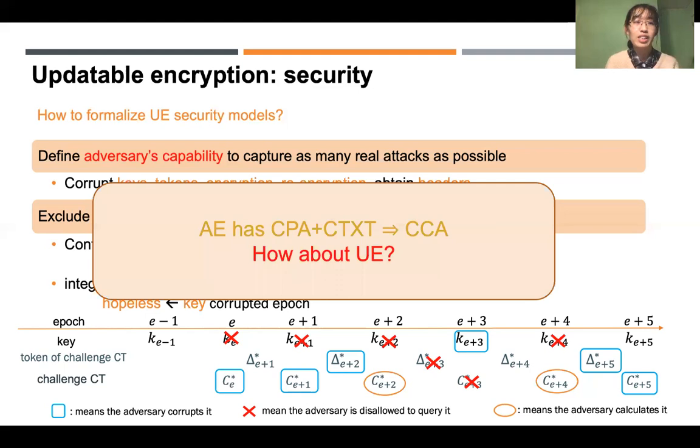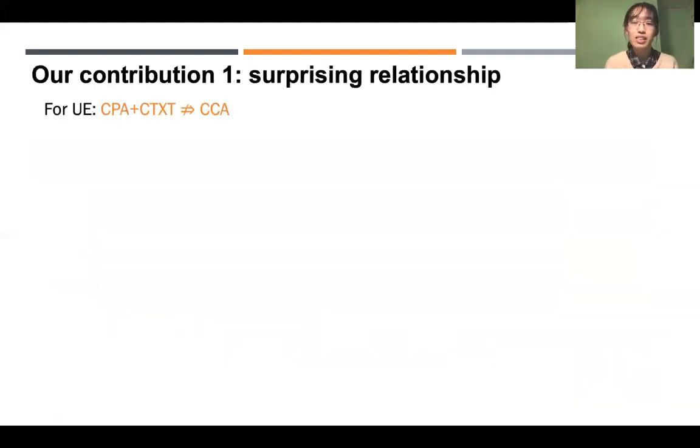Based on the big difference between UE and standard encryption, and it's well known that AE has a relationship: CPA indistinguishability plus the ciphertext integrity can imply the CCA indistinguishability. We are curious about how the relationship works in UE. Surprisingly, we found that this relationship does not hold in UE. Why? It's because of the adversary's capability gap.